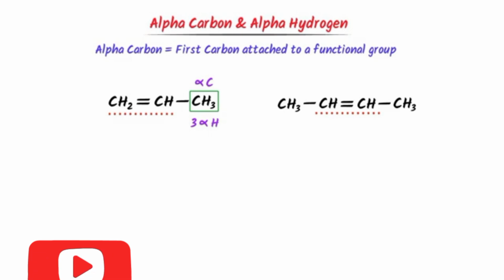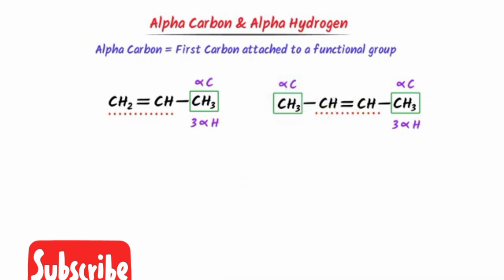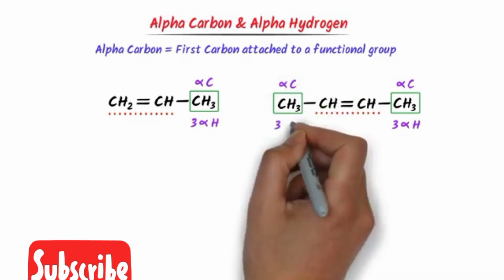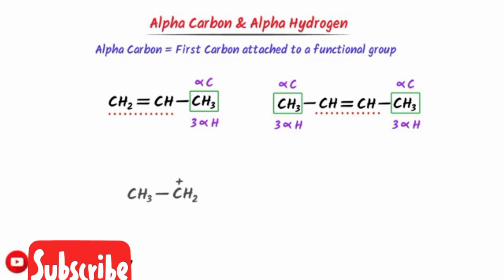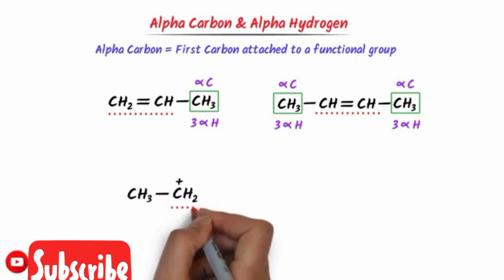Secondly, consider this organic compound. We can see that this is a functional group of alkane. On the right hand side, this is the first carbon attached to the functional group. It is alpha carbon, and these three hydrogens are alpha hydrogens, while the left side is also considered as alpha carbon attached to the functional group, and these three hydrogens are alpha hydrogens. In this molecule 6 hydrogens are present.